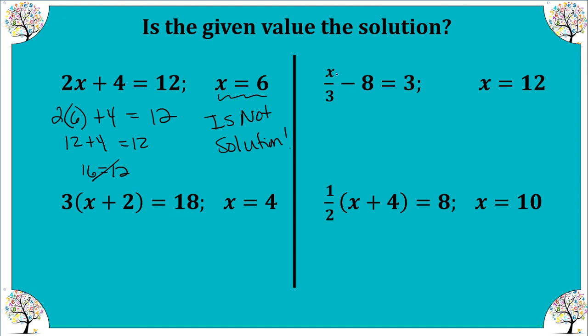Okay, our next example, we have x being divided by 3 minus 8 equals 3. We're going to check to see if 12 is the solution, so we plug it in for the value of x. We're going to apply order of operations. We're going to divide and then subtract. 12 divided by 3 is 4. 4 minus 8 is -4. And -4 does not equal 3. So this is not the solution.